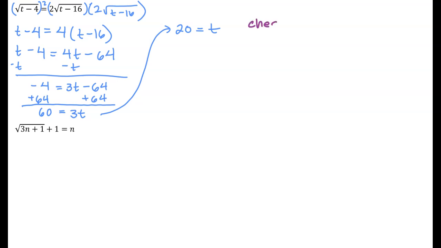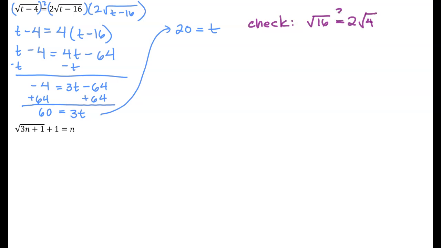So this is just something you will have to train yourself to remember. You always check solutions to radical equations. In this case, if I check, I get the square root of the square root of 20 minus 4, so the square root of 16 equals 2 times the square root of 20 minus 16, which is 4.